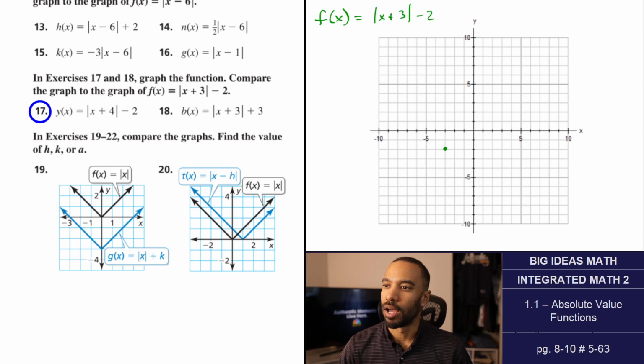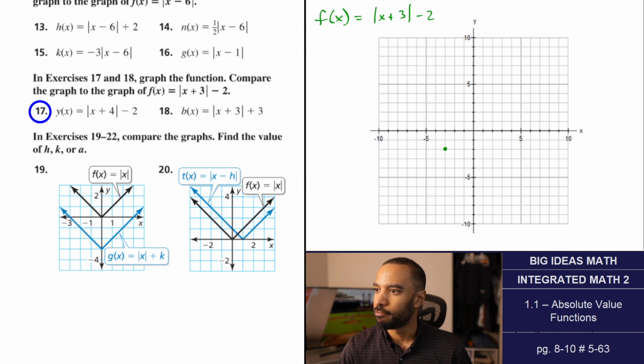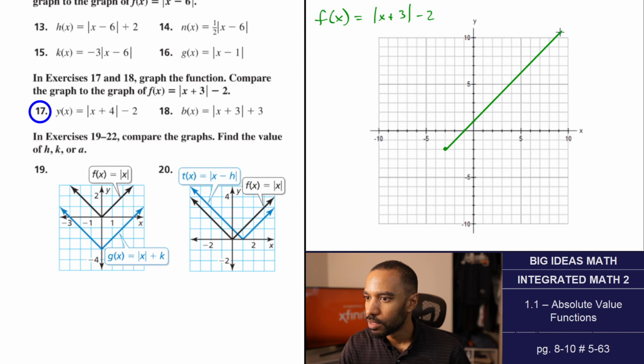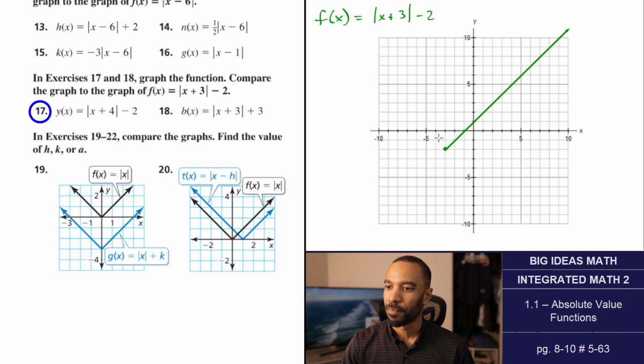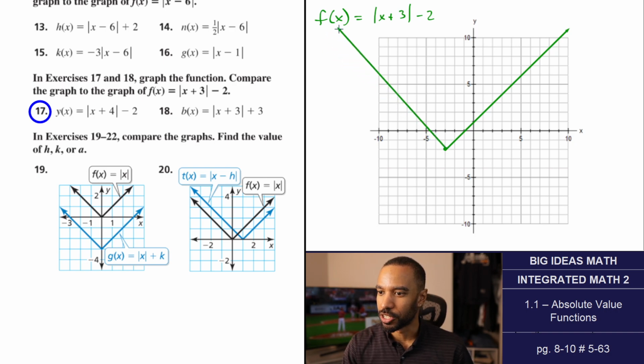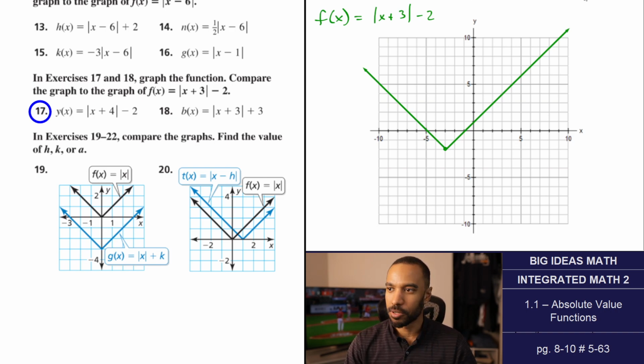The a value is 1, so I'm going to give that one a faster skidoo. The only problem is I have to make sure I'm actually going up 1 over 1, and that looks different. Okay, so here is the parent function. Or here's the original, the function we're comparing to, I should say, for numbers 17 and 18. Okay, here we go. Number 17.